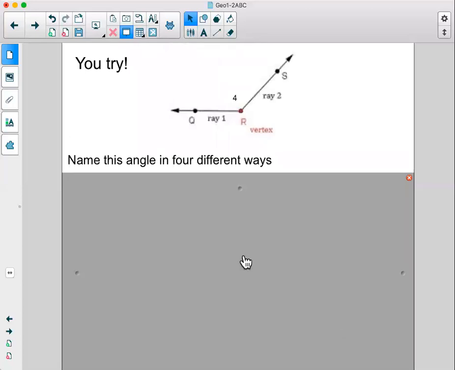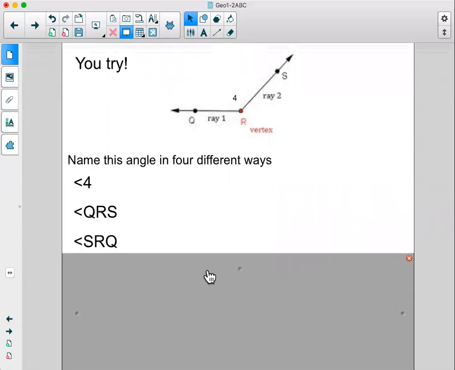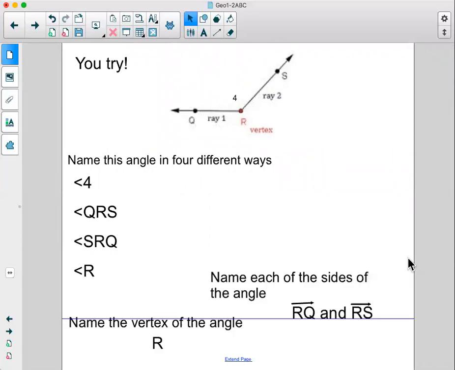So pause, and on your own paper, name this angle in 4 possible ways. You could use the number, angle 4. You could use 3 letters. You could either do angle QRS or angle SRQ, as long as R is in the middle. Or because in this case it's the only angle as far as the eye can see, you could just name it angle R. Notice the sides are rays RS and ray RQ, and the vertex is point R.